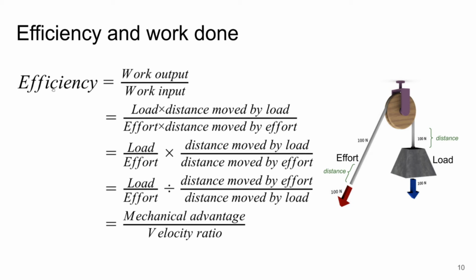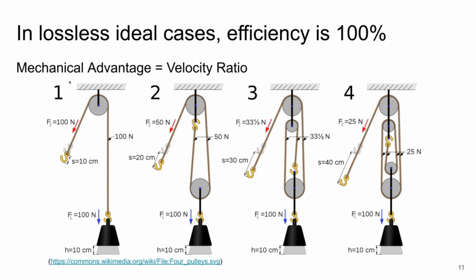Now, we can separate out the load and effort and the distance moved by load and distance moved by effort. As you've seen from the previous page, load divided by effort is mechanical advantage, and distance moved by effort divided by distance moved by load is velocity ratio. Therefore, efficiency equals mechanical advantage divided by velocity ratio. Hence, in lossless ideal cases, efficiency is 100%. And therefore mechanical advantage equals velocity ratio.